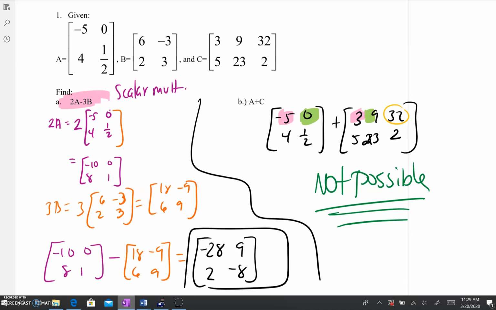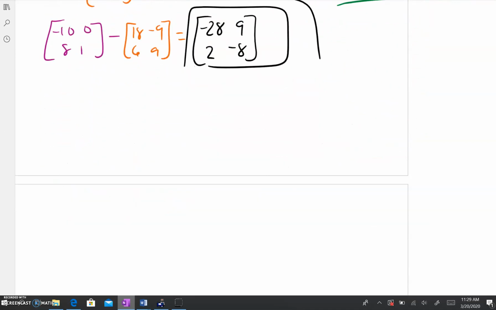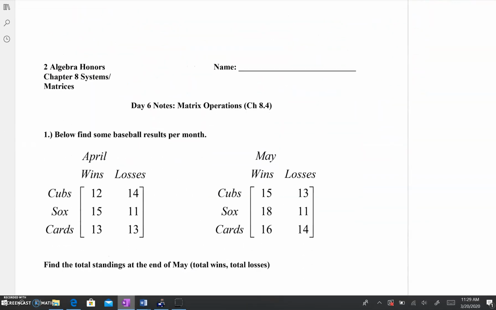Okay, so adding and subtracting, they have to be the same size. Remember, the fancy word for that is order, right? It's rows by columns. Now let's do some more matrix practice.